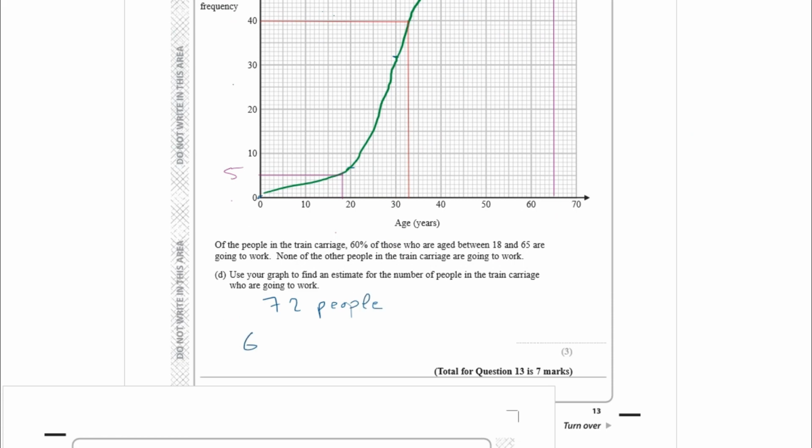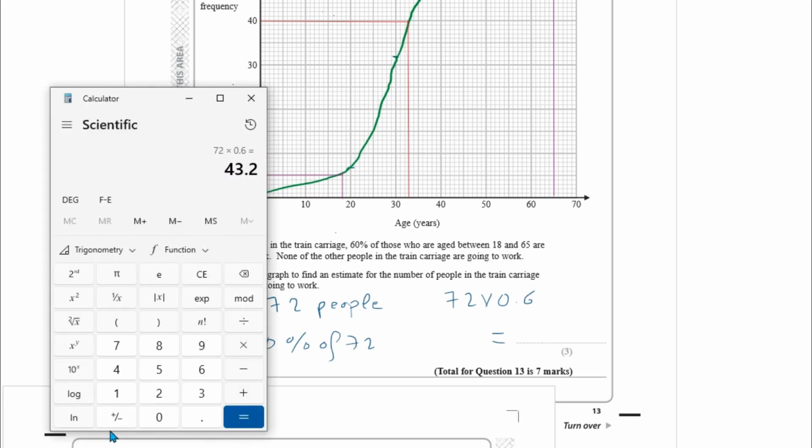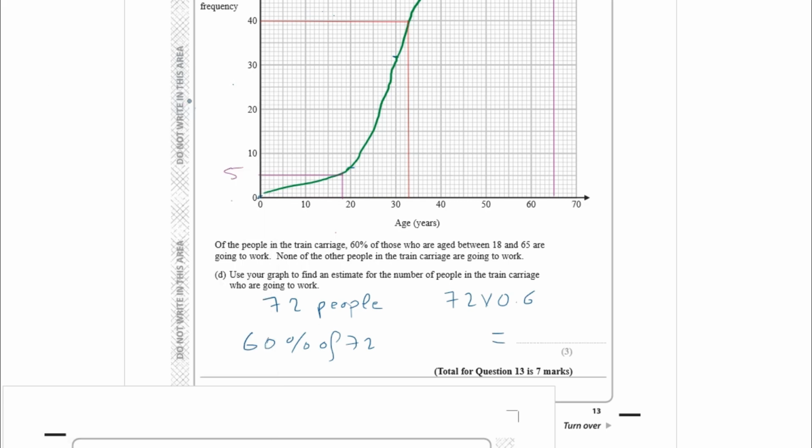So we're going to say 60% times 72, so 60% of 72. And we can say 72 times 0.6, which is equal to 43.2 people. So if we're thinking about a number of people, we can say 43.2, but I would say that probably 43 is a little bit more accurate. So we're going to round this to 43 people since we're talking about human beings.